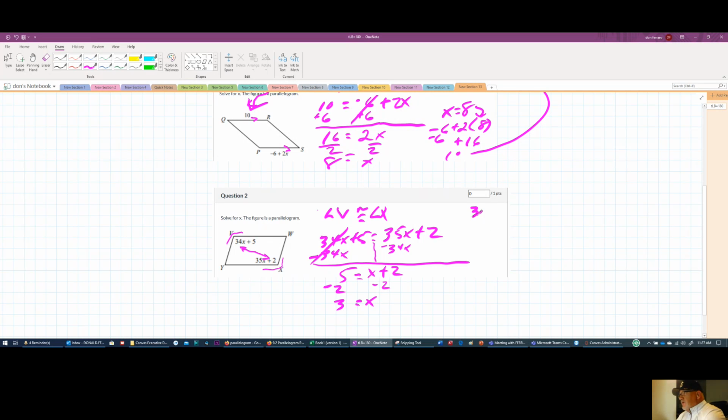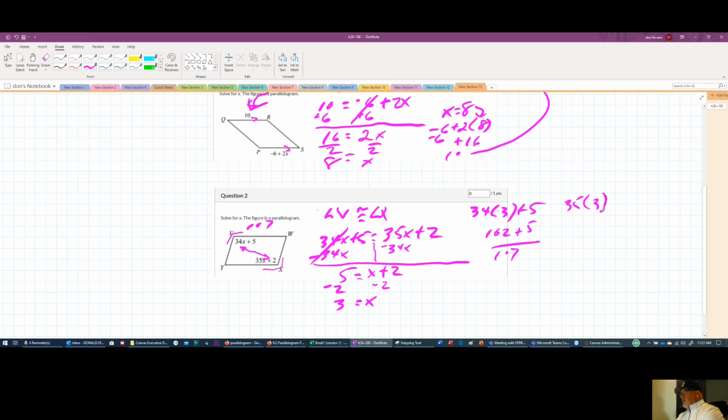So now I do 34 times 3 plus 5, okay? 34 times 3, 3 times 3 is 90. So that's going to be 102 plus 5 equals 107, 107 degrees there. And we got 35 times 3.